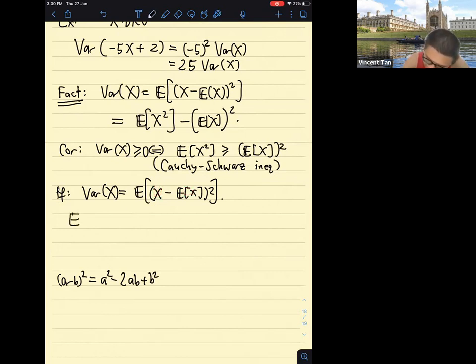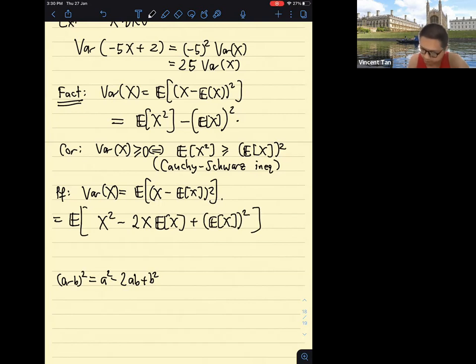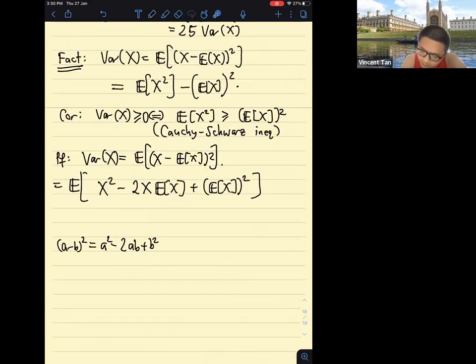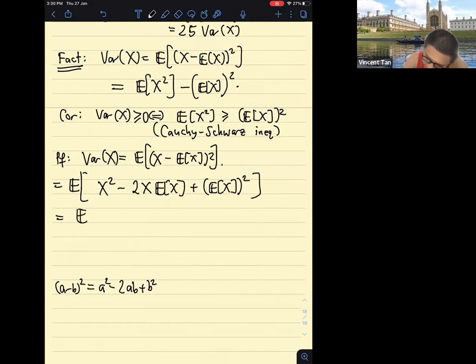So we have expectation of a squared minus 2ab plus b squared. Can you see that? All right, so we are just making use of this simple fact here. This is some algebra that you either know or don't know. All right, so now this is linear. Expectation is linear, so you can move things in.